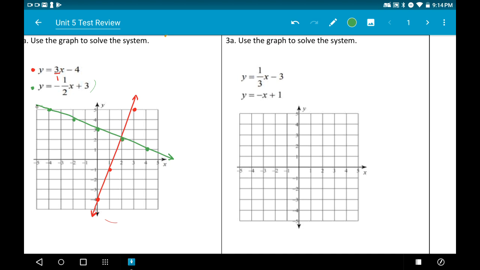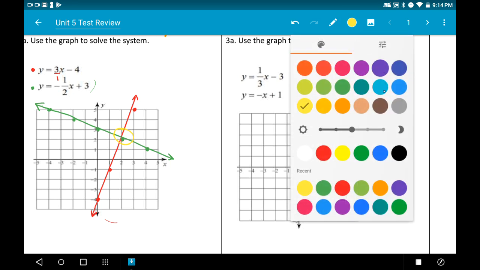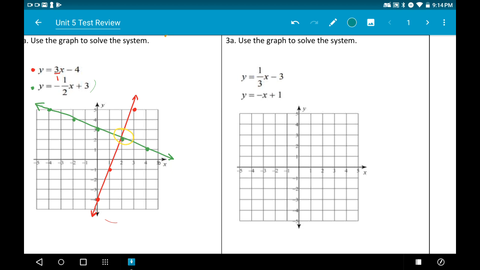Now it wants the solution here, so it's an x and a y value. So what we're going to look for is where these two lines meet. So the intersection is our solution. So right there, what I have circled is our solution. And if we look, the x value, that's what we're going to put first in our ordered pair. So the x value, that point is at 2. So our x value is 2. And then our y value comes second. That one is also at 2. So our solution here is 2, 2.